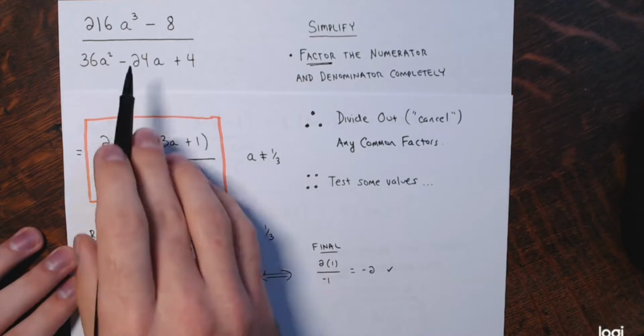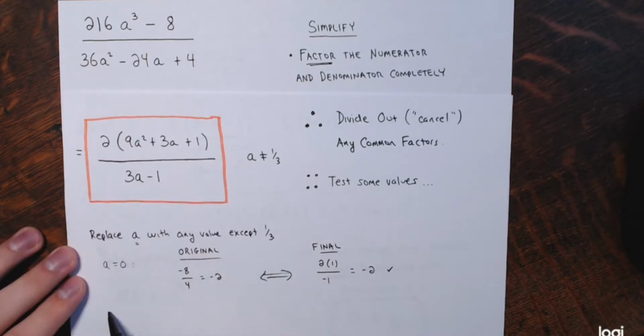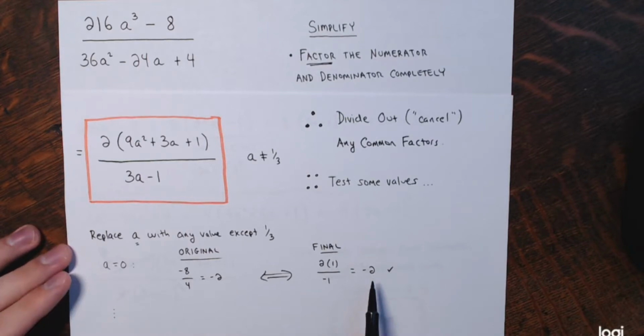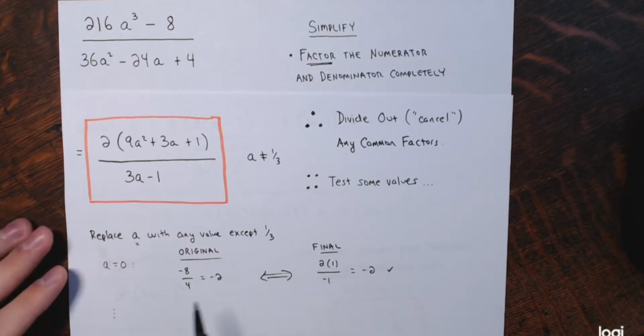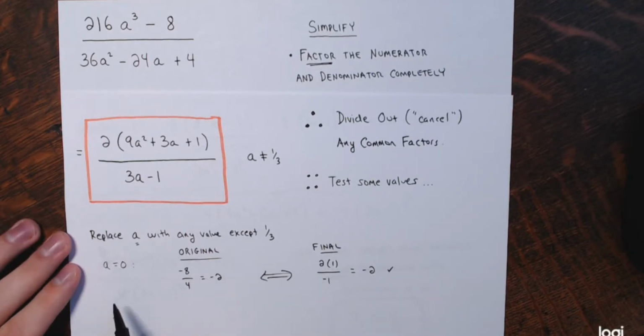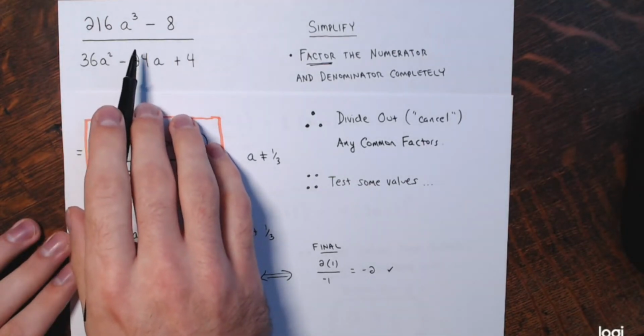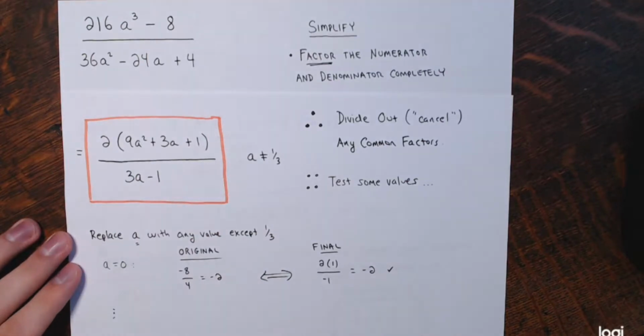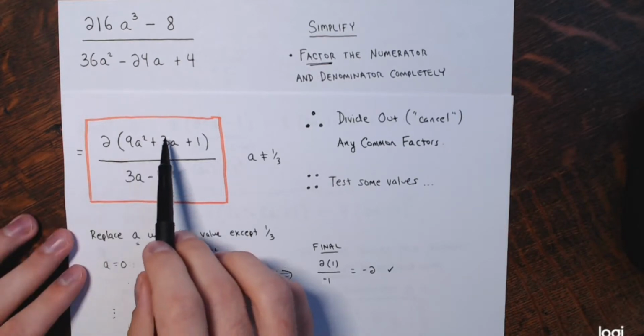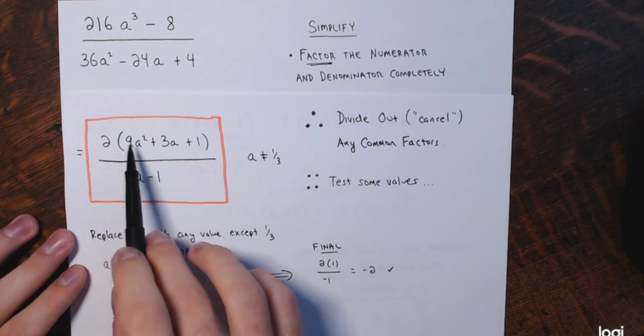The value of the original expression should be equal to the value of the final. And it won't always be negative 2. Just whatever you plug in for a, the value of the original expression should be the same as the value of this final expression. Now, the way I have it here, the numerator is still factored.